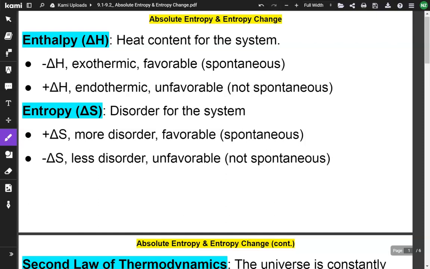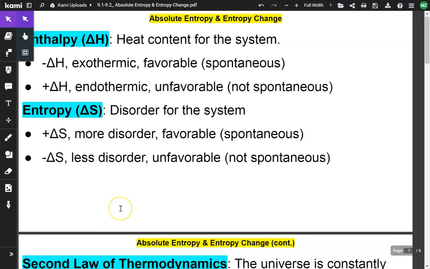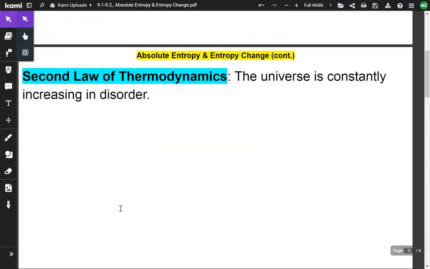Now, entropy is something that you may or may not be familiar with. Entropy just refers to the disorder of the system. If we have a positive delta S value, that means we have more disorder, which is favorable and spontaneous. If we have a negative delta S value, that means less disorder, which is unfavorable and not spontaneous. All right, so the second law of thermodynamics states the universe is constantly in increasing disorder.